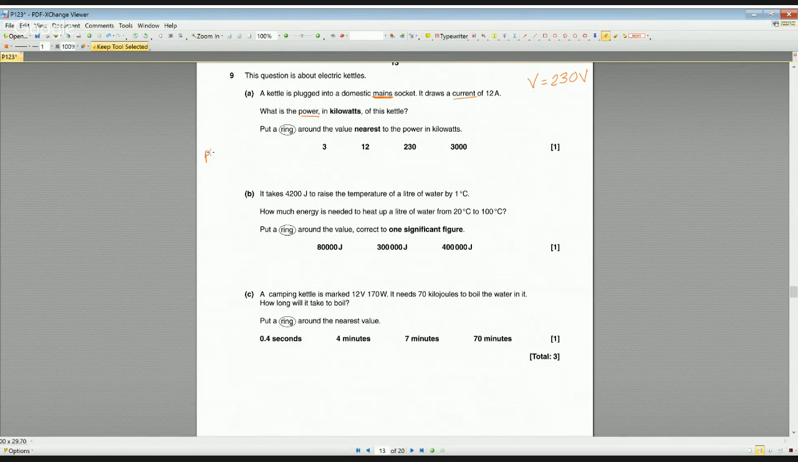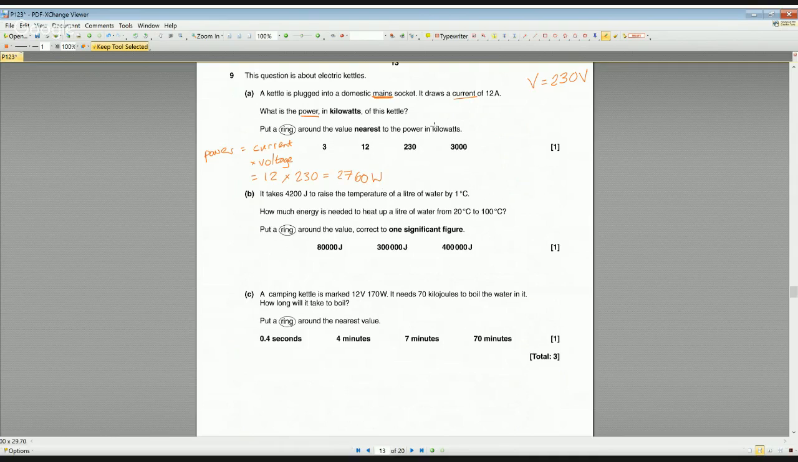So we said that power equals current times voltage. So current here is 12 amps. Voltage is 230. And that gives us an answer of 2,760 watts. Now, a lot of students got this calculation correct, but then circled the wrong value because they went for the 3,000 value here because that's close to 2,760.